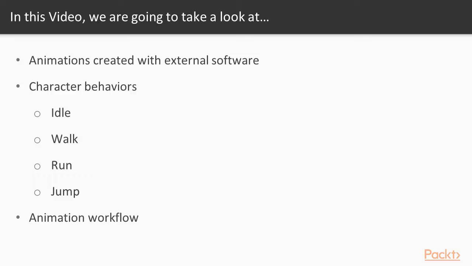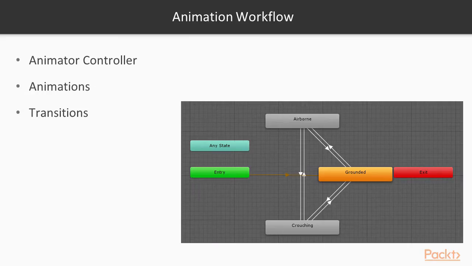First, let's look at the animation workflow in Unity. In Unity, animations must be located inside an animation controller, which is used to organize character animations. You can see a basic animation controller here on the screen that contains animations for airborne and crouching, with grounded being the entry point for both animations. Animations can also have transitions between other character states. We'll look at this and more next. So let's launch Unity 5.